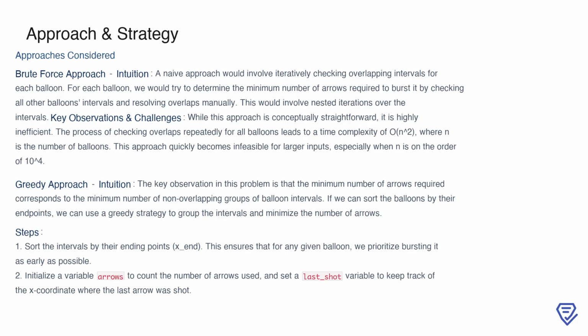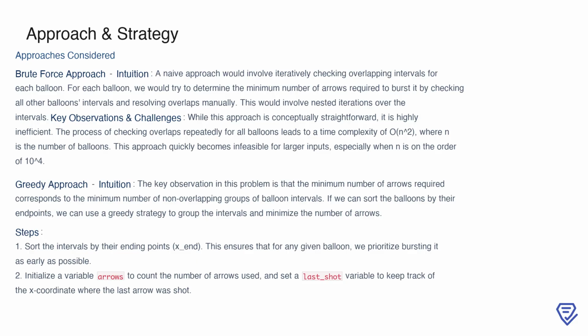With each balloon requiring a full pass over all others, the time complexity becomes n squared. For small inputs, this might work, but when the number of balloons, n, reaches tens of thousands, this method quickly becomes impractical. So, while it's a good starting point for understanding the problem, it's clear we need a more efficient strategy. Next, we turn to the greedy approach.